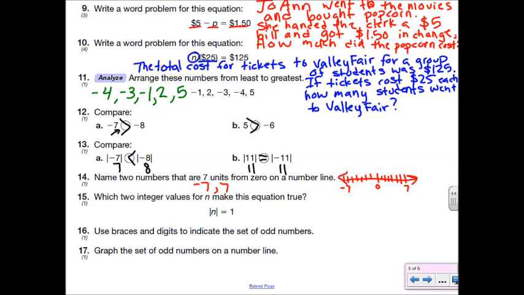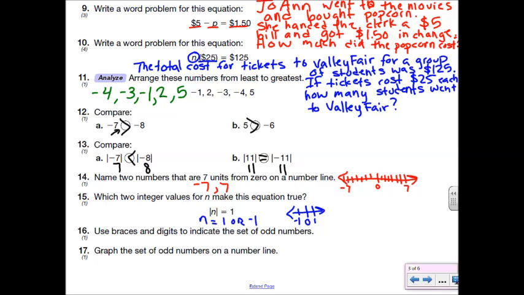Which 2 integer values for n make this equation true? So if I want the absolute value, which again, remember means how far away from 0 are they, to be 1, I have 2 options. It's really similar to the question that we just did. So I want the distance from 0 to be 1. Well, I can either go to the right or to the left of 0. So n can be 1 or -1.